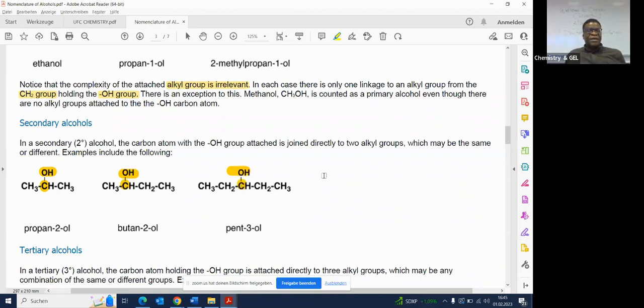So in a secondary alcohol, the carbon atom with the OH group attached is joined directly to two alkyl groups, yes, to two alkyl groups, which may be the same or different. So now this carbon, which is containing the OH or hydroxy group, is attached to this alkyl group, which is called methyl, okay? This is methyl, and this is methyl group. So that's why it qualifies to become a secondary carbon. This is a secondary carbon, which gives us a secondary alcohol, okay?